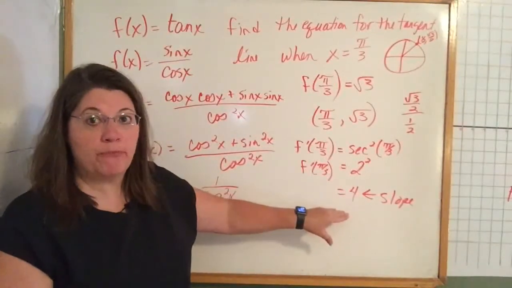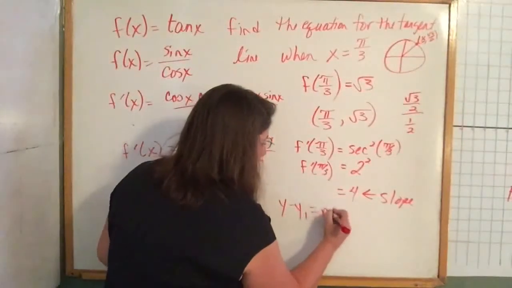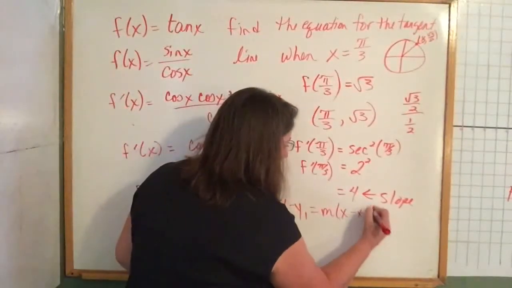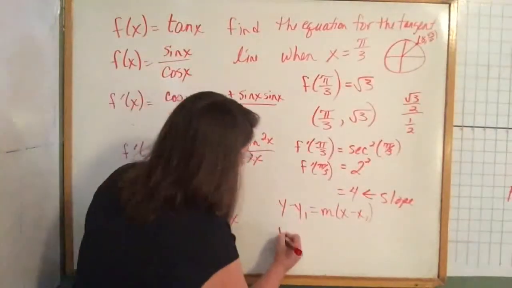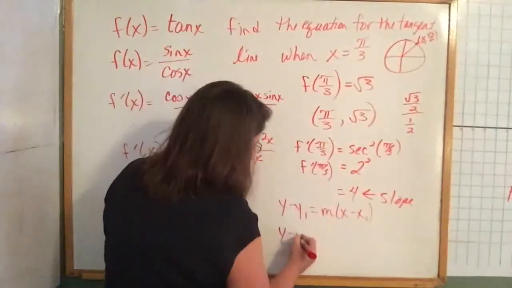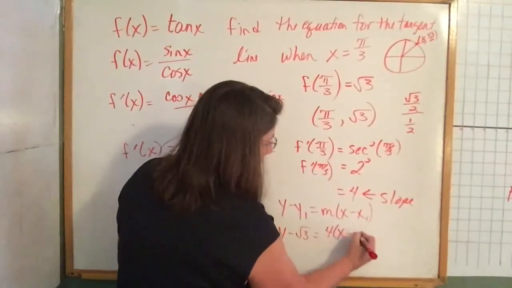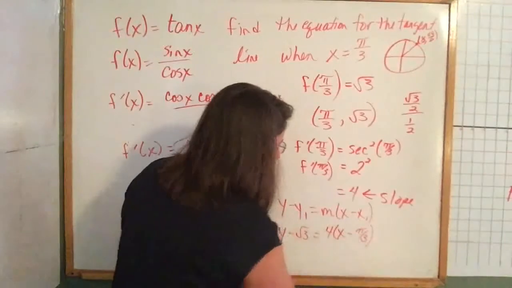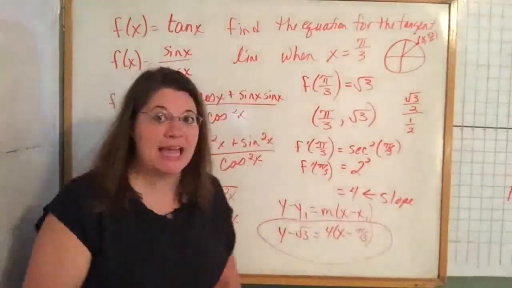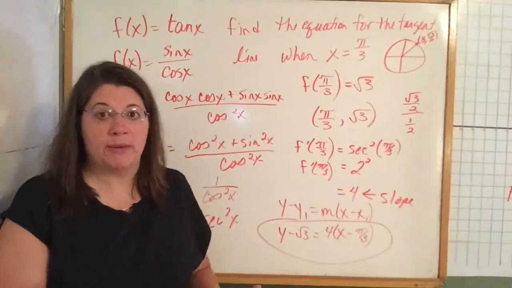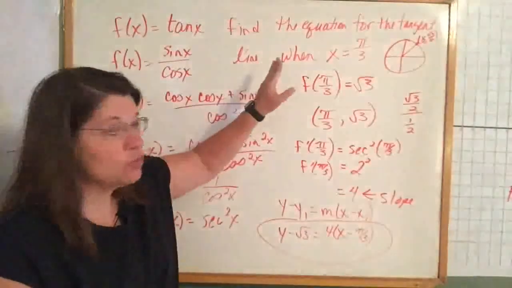So point slope form. Remember, point slope form is y minus y1 equals m times x minus x1. And this is a reason we should never skip that in algebra 1. Y minus square root of 3 equals m, which is 4, times x minus pi over 3, and here is the equation of a tangent line. It did not say it has to be in slope-intercept form. It didn't say it has to be in any certain form. So we have accomplished what they've asked us to do.